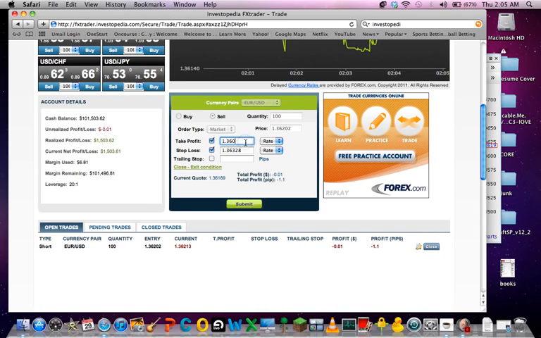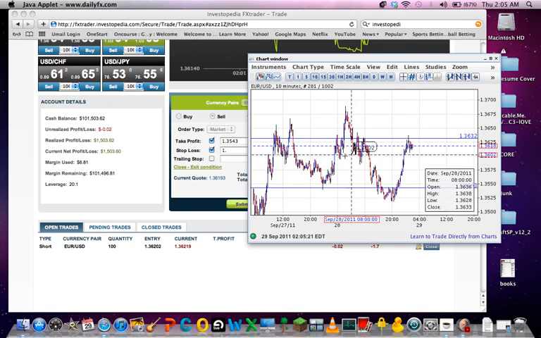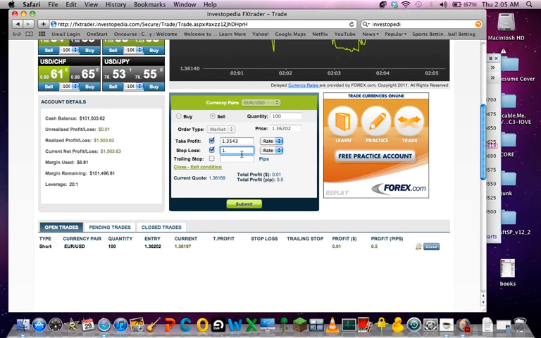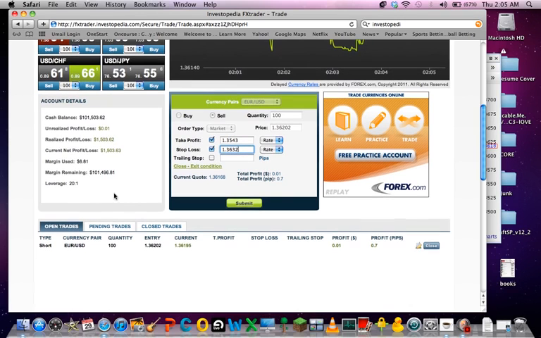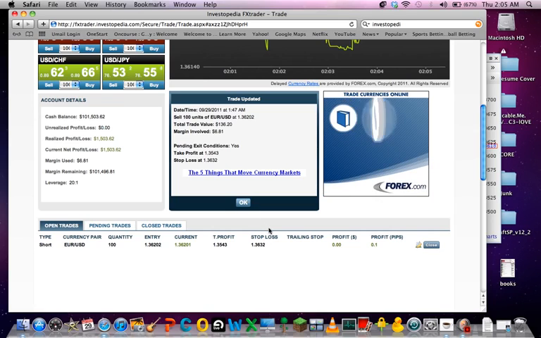So let's go ahead, 1.3543. And the stop loss was up at 1.3632. Okay, so you can see right here that our stop loss went in and our take profit also went in.